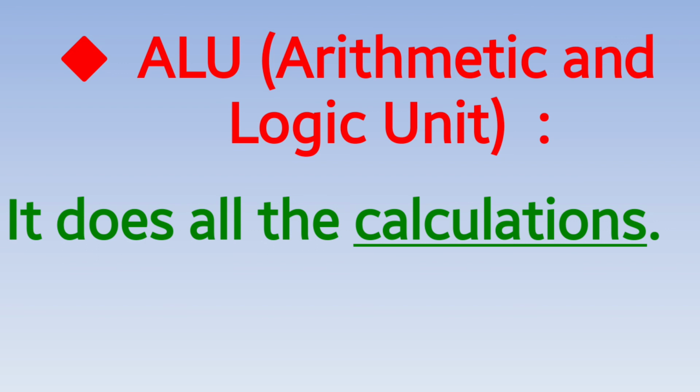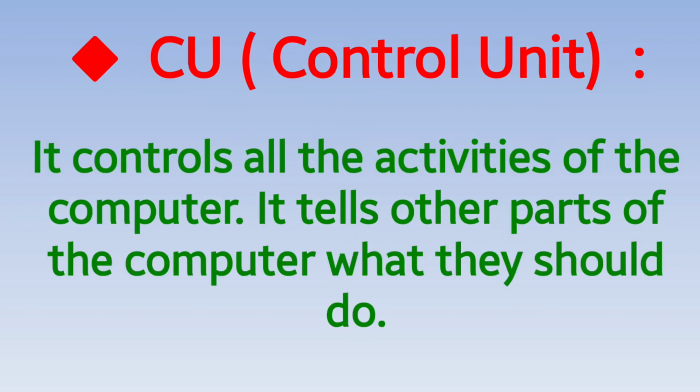Then the second part of the CPU is the Control Unit. CU. Its full form is Control Unit. How does it work? It controls all the activities of the computer. It tells other parts of the computer what they should do.